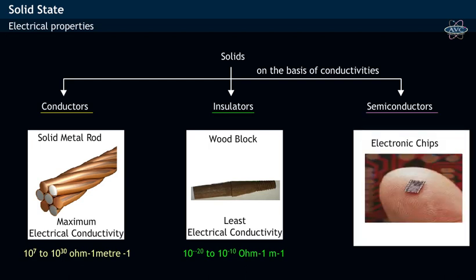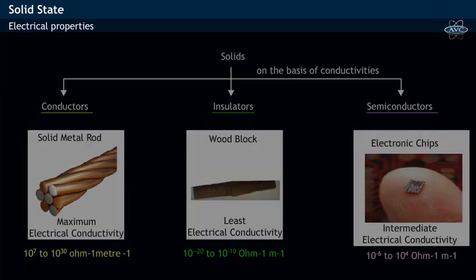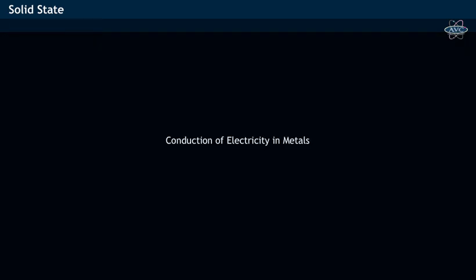while semiconductors are substances which have intermediate electrical conductivity value ranging between 10 to the power of minus 6 to 10 to the power of 4 ohm meter inverse. Conduction of electricity in metals.